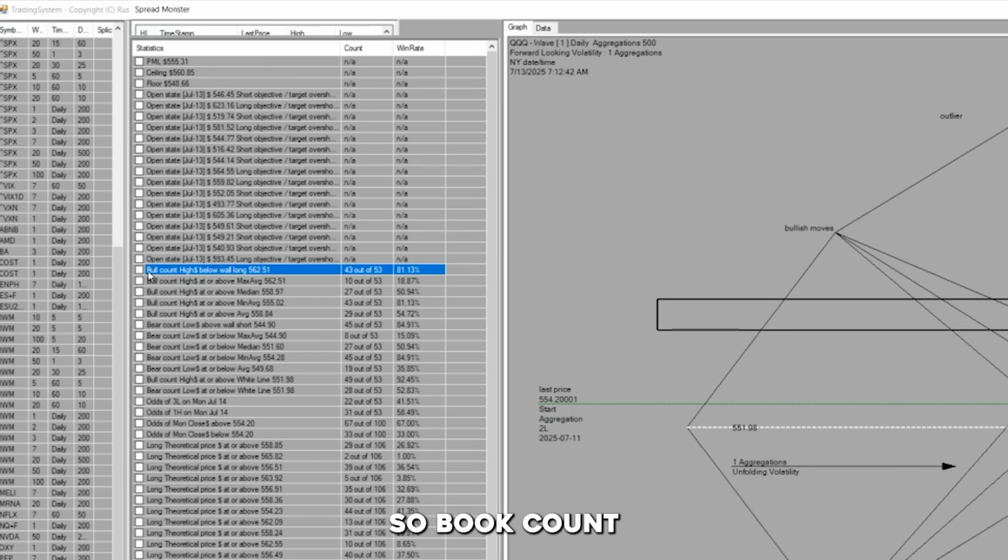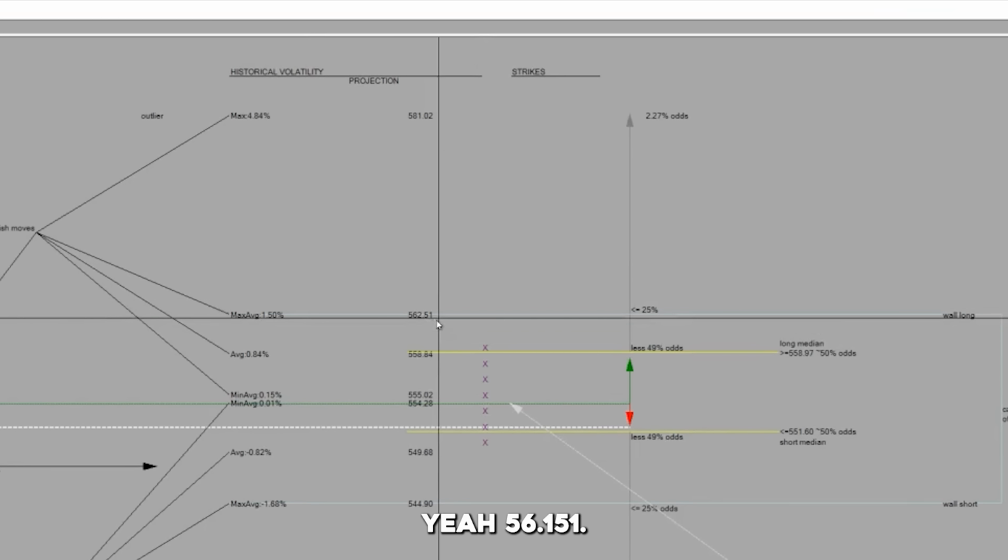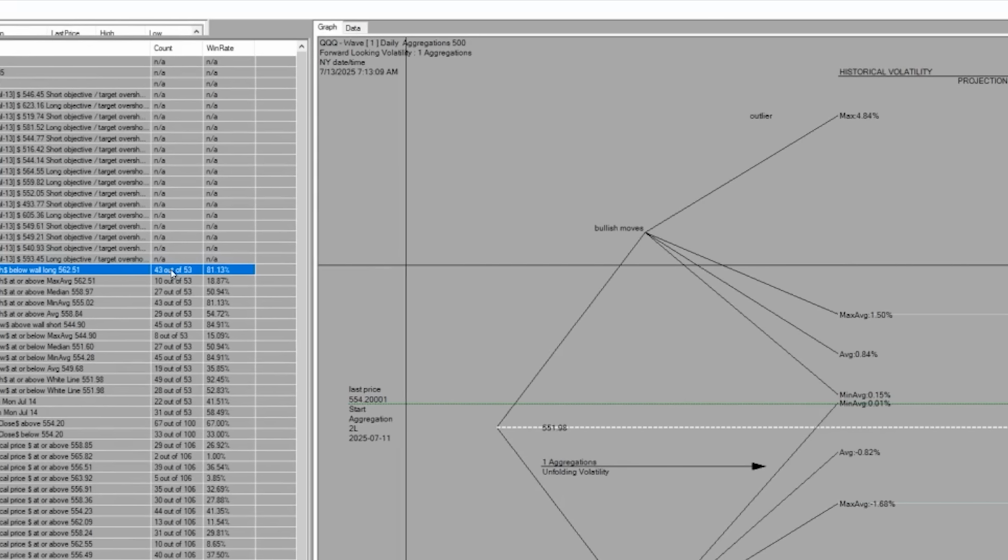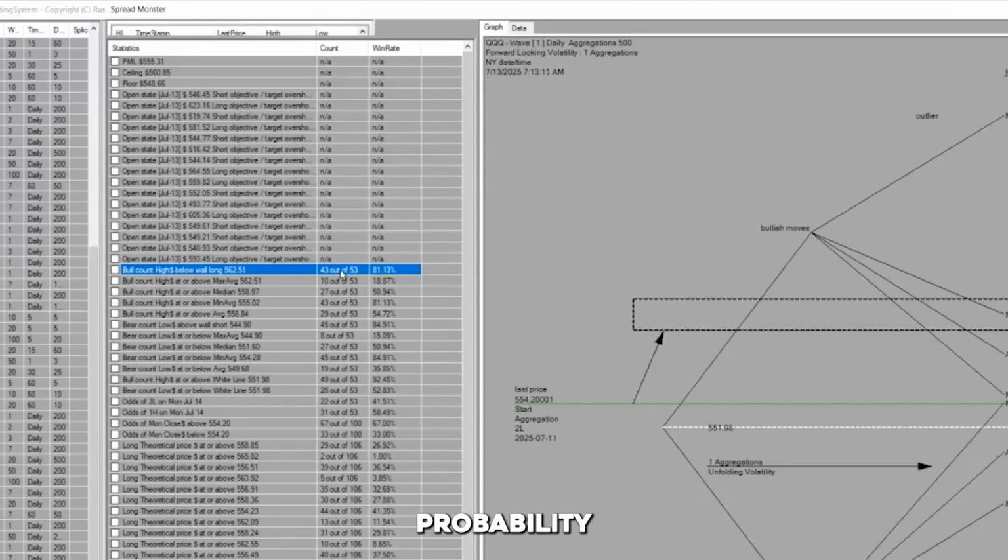Bull count basically is trying to show that it is a bullish count. This is the count right here. You see count, so it's trying to show you the bullish count. It means 43 bullish counts. Then high below the wall long means the high of the day, the high of Monday forms below the wall long, that is 562.51. Here, 562.51, that is the wall long, right? What's the probability of that? 81.13. Does that make sense now? Yeah, that makes sense.